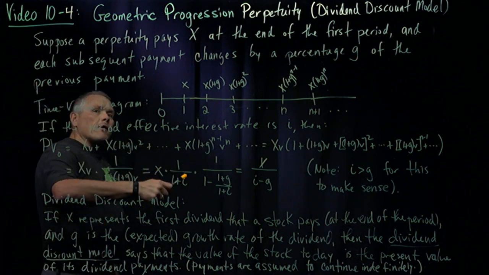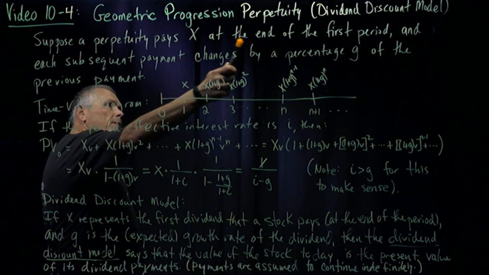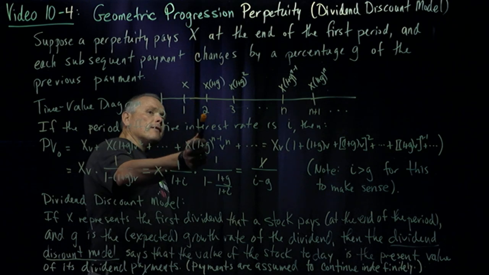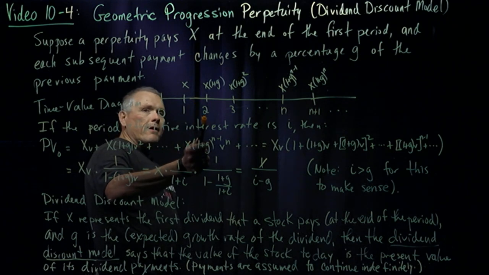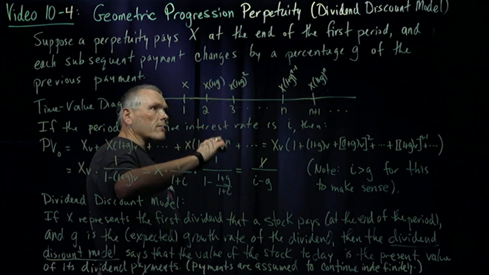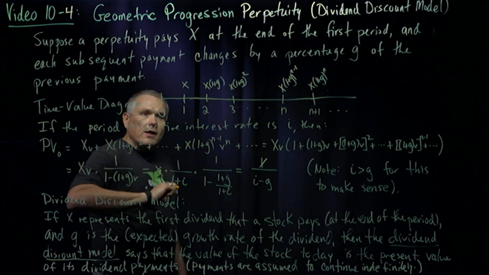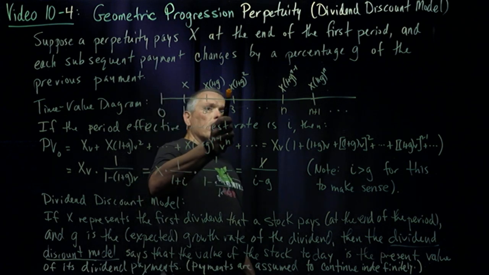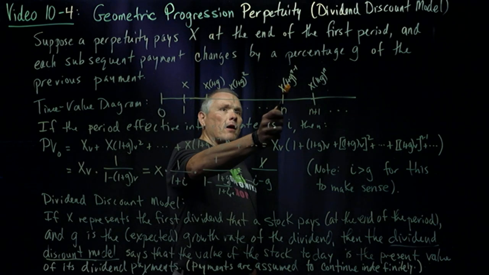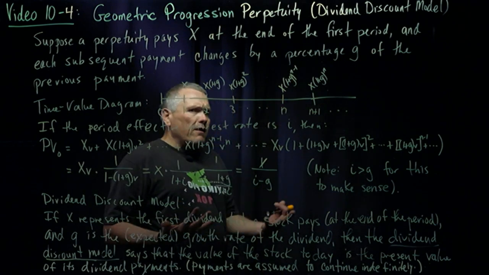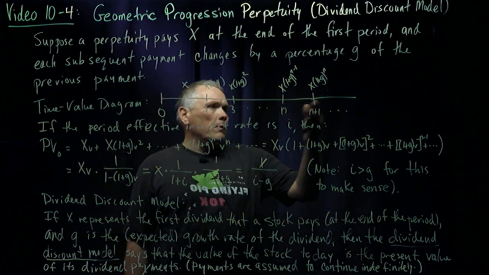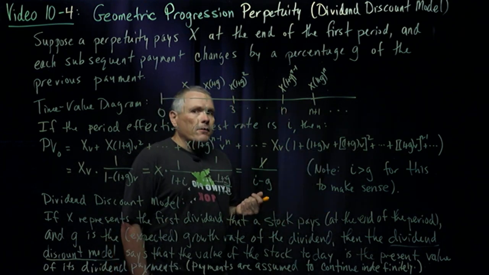Looking at our time diagram, we said that X gets paid at the end of the first period. So we've got X at time 1. At time 2, so the end of the second period, we've changed the payment by a factor of G. So we get X times 1 plus G. Third payment, we get X times 1 plus G squared. Similarly, up to the nth payment, we get X times 1 plus G to the n minus 1. Very similar to what we had for geometric progression annuities. Just with perpetuity, we know that we're going to continue these payments on forever.